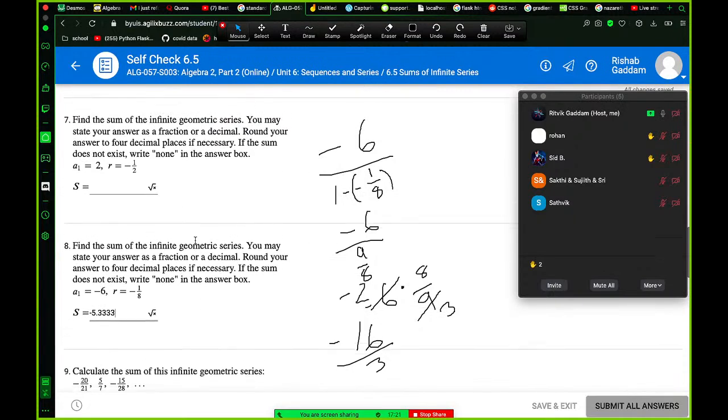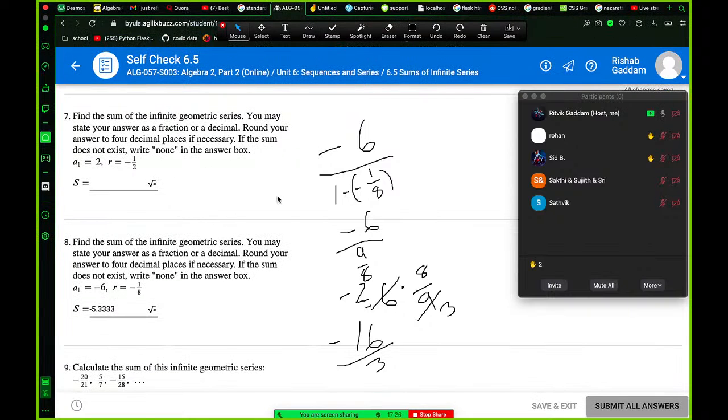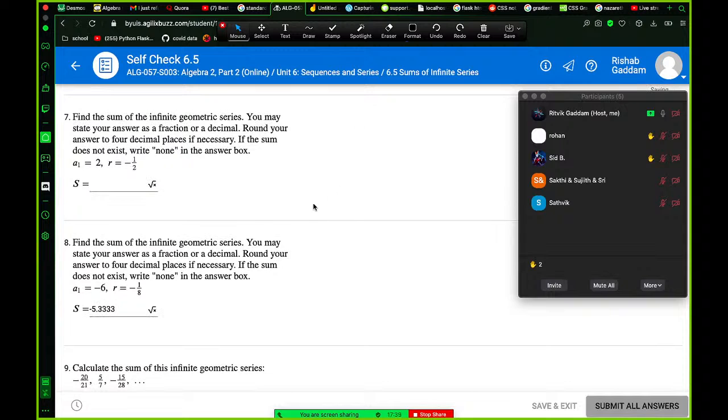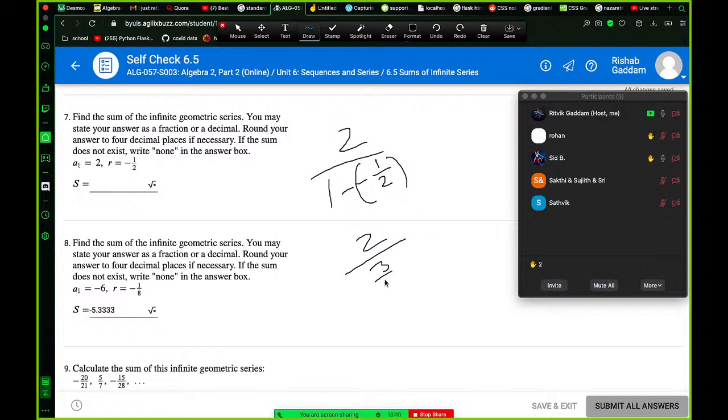So let's do number 7, since we have lots of time left. If you want to do number 7, then raise your hand in the chat. Okay, so it seems like Sid and Rohan want to do number 7. Sid, you can do number 7. Okay. Find the sum of the infinite geometric series. So 2 over 1 minus 1 over 3 over 2. That's 4 over 3. It's just 4 over 3. Yeah, good job. And it said round to 4 decimal places. So basically, that's going to be 1.3333.